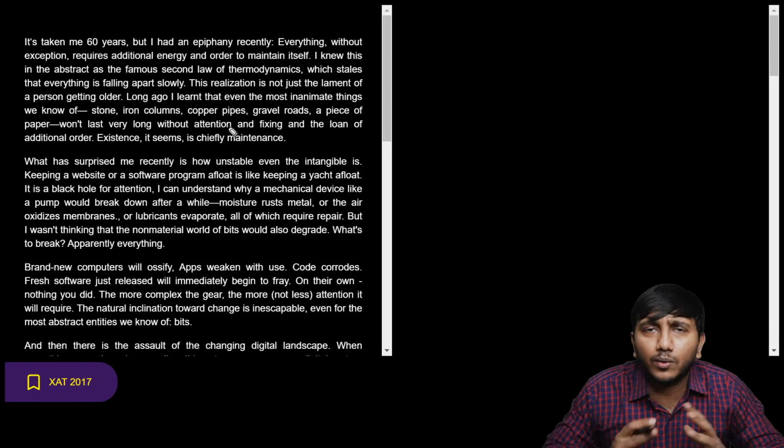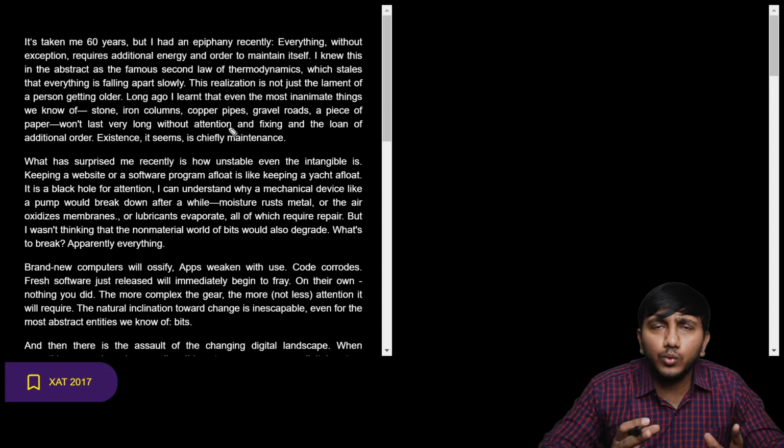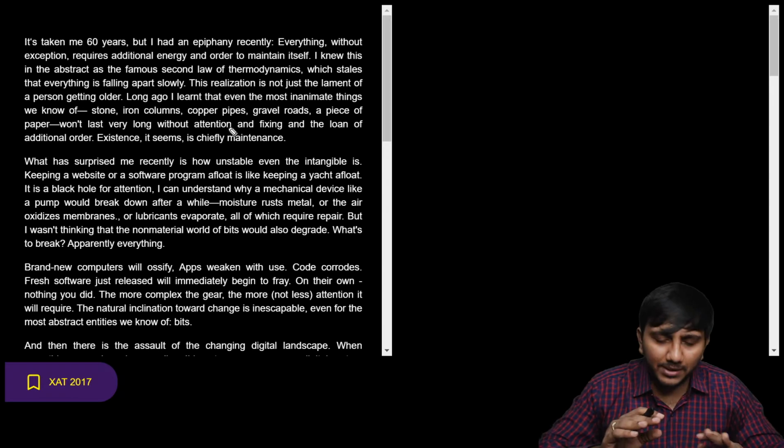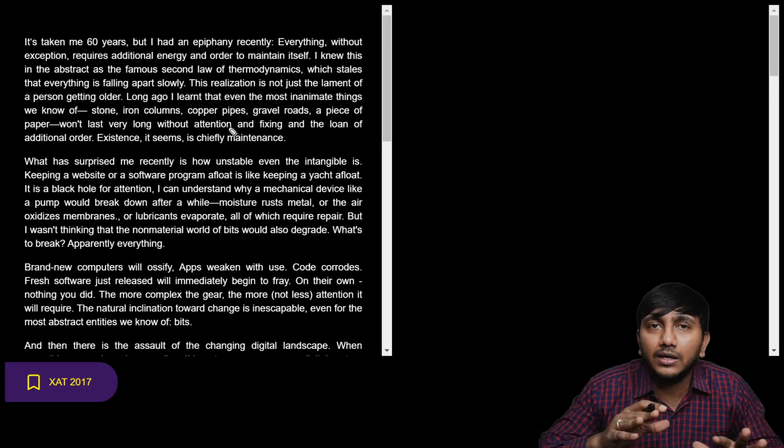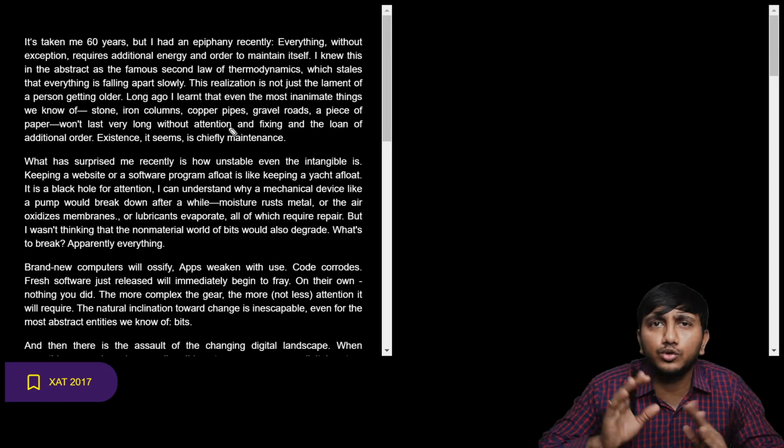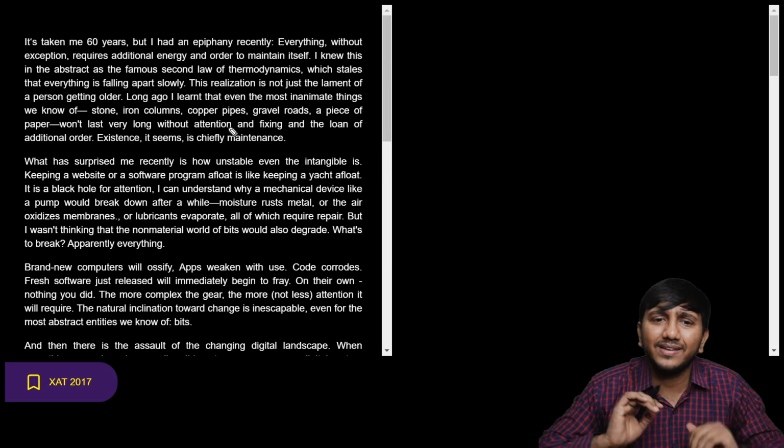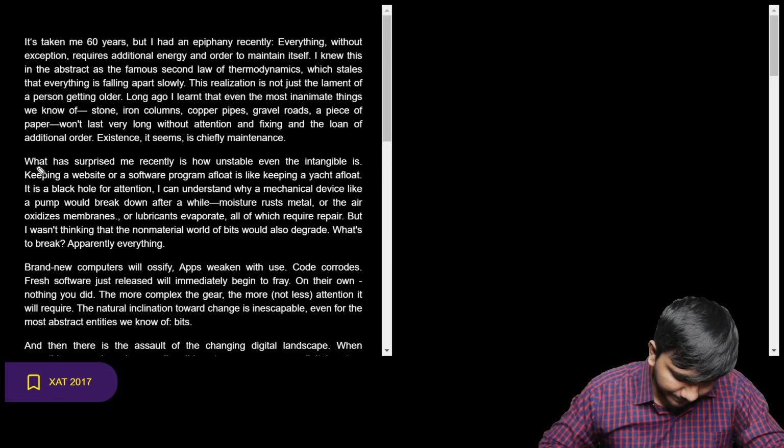Okay, I got the sense of what he's trying to drive through in the first passage. For things to even exist as they are, they have to be maintained. It's not just to do with living things, it's also to do with inanimate things. Okay, let's go forward and see.